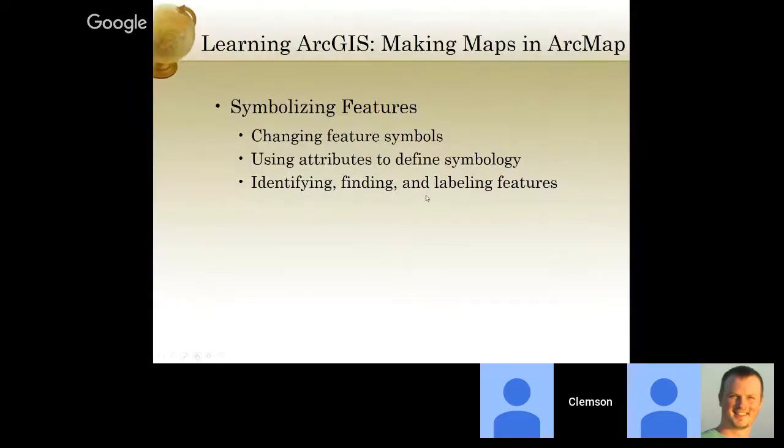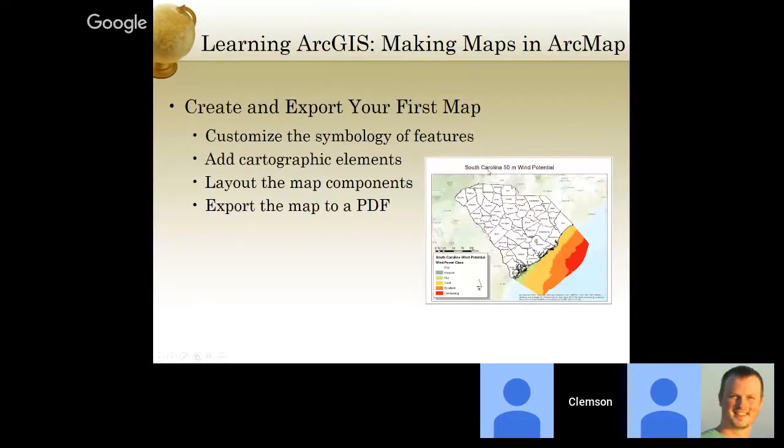So the last thing we'll do is we're going to start with a new set of data. We're going to symbolize them and then create our first map. So we'll export it either as a PDF or a JPEG. And we're going to symbolize our data and then set up a layout or add elements to a map, such as a title or a legend or a scale bar that you would want to see in a map that goes into a report.